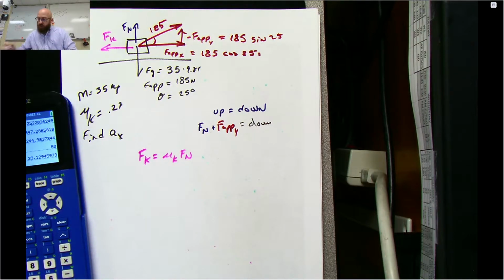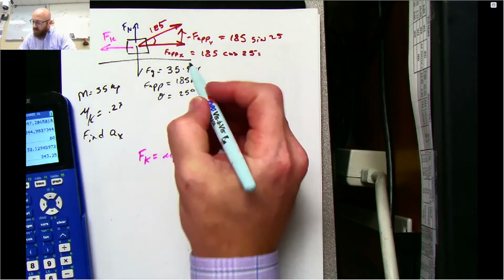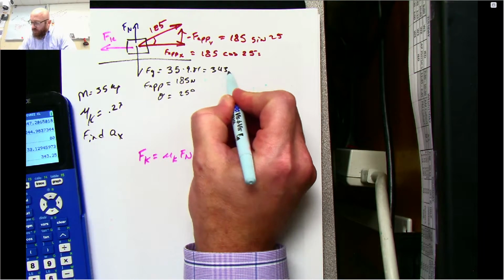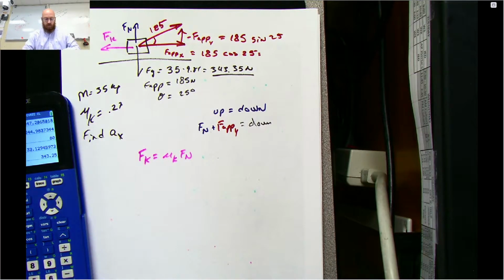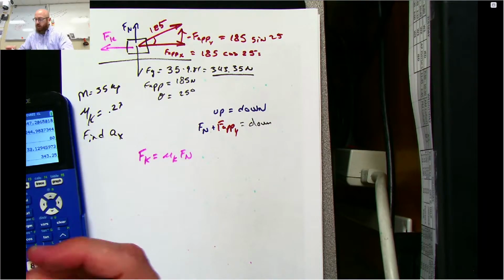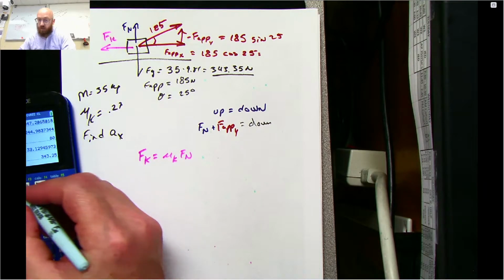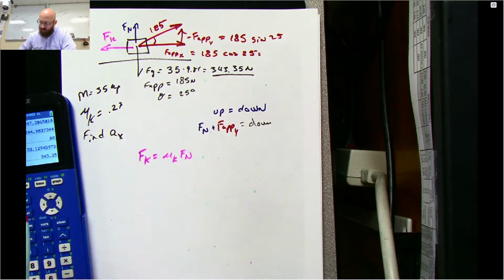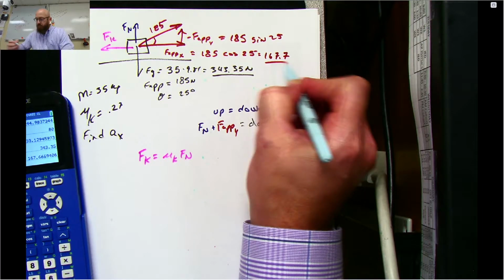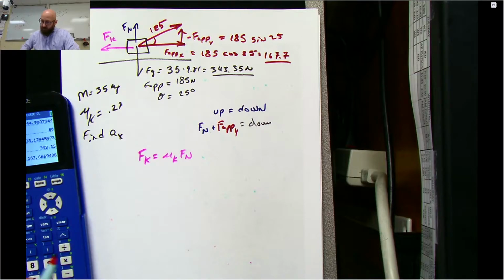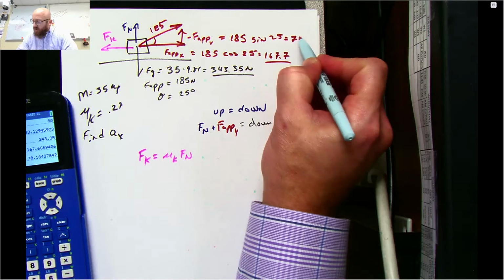Let's do some calculations. 35 times 9.81. That means this is 343.35 newtons. So then we have 185 cosine of 25. This is 167.7. And then 185 sine of 25. That's 78.2.